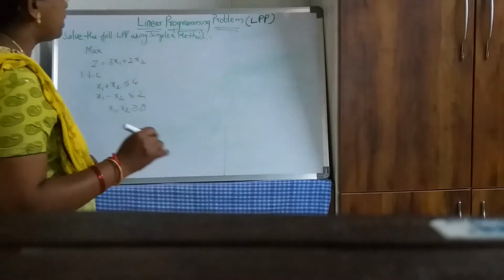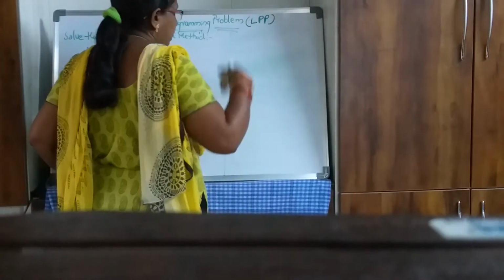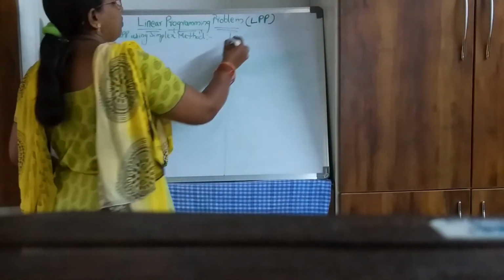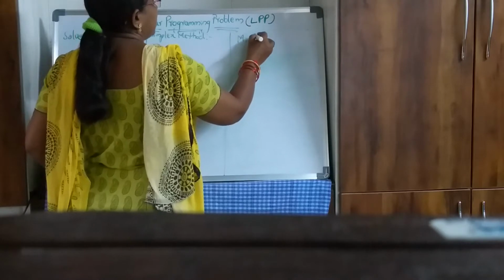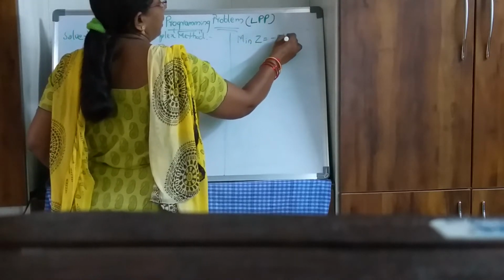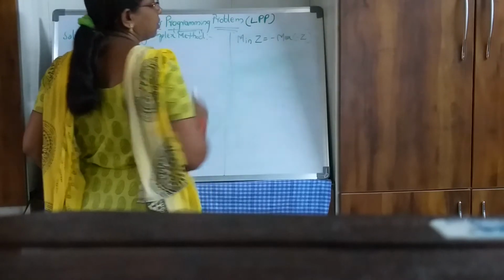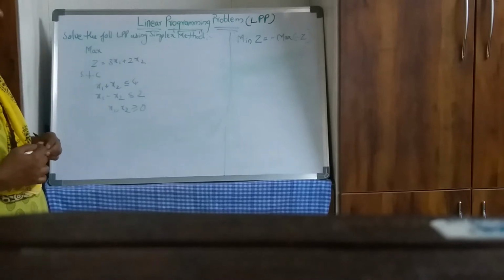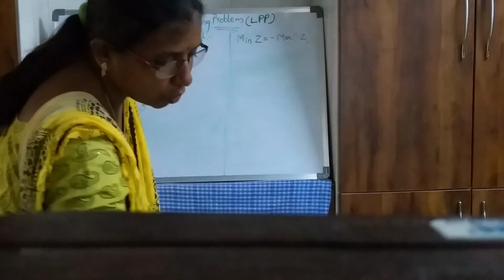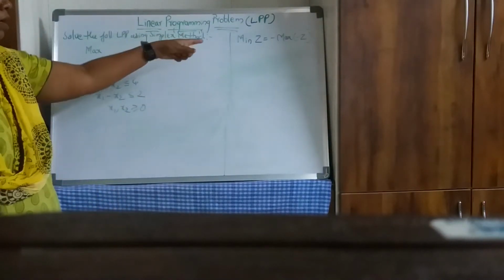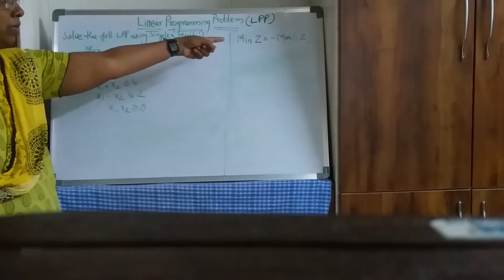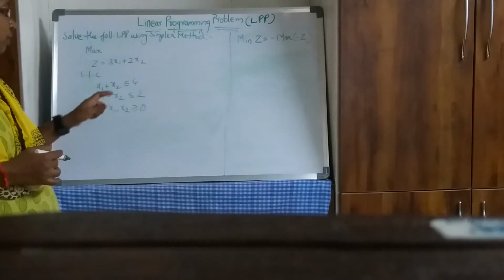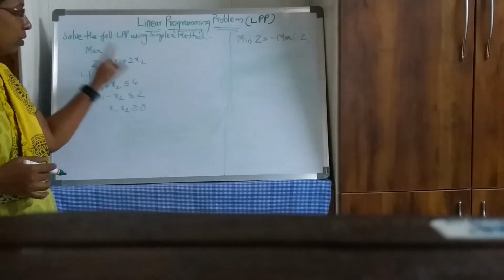So if it is a minimization problem, then you have to convert it into a maximization problem. How will you convert it? Using this relation: minimize of z is equal to minus of maximize of minus z. If the objective function is maximize, go to the next step. If it is minimize, convert into a maximization problem using the relation minimize of z is equals to minus of maximize of minus z.